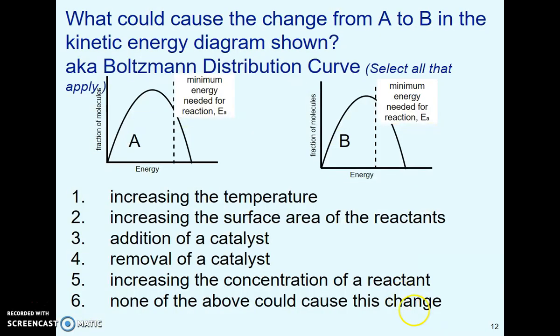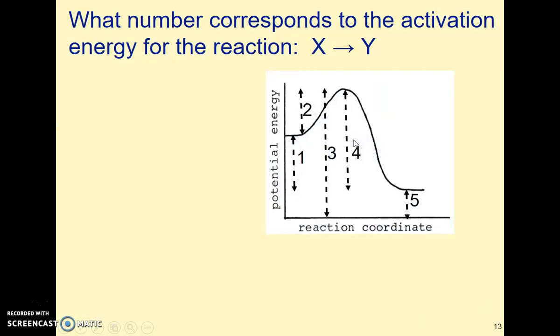So these are some questions about energy diagrams that we're going to go through. If we take a look at the difference between these two graphs, this dotted line represents the amount of energy needed to do the reaction. That line has been moved to the left, or the amount of energy has been decreased. Activation energy is only changed by a catalyst. Nothing else changes activation energy but catalysts. So B, which has the energy needed for the reaction reduced because the line is more to the left, can only be done by a catalyst.